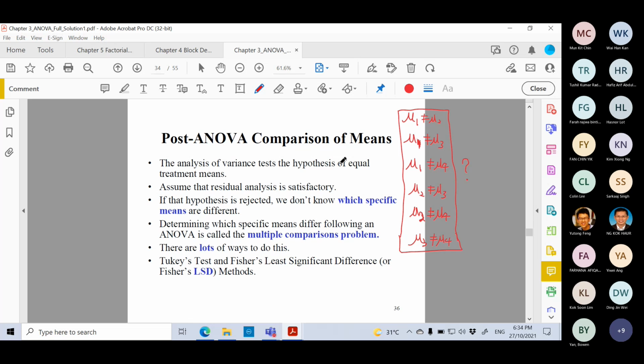The analysis of variance tests the equality of the treatment means. Assume the residual analysis is satisfactory, like we have just checked. If the null hypothesis is rejected, we don't know which specific means are different. Therefore, determining which specific means differ following an ANOVA is called the multiple comparison problem.